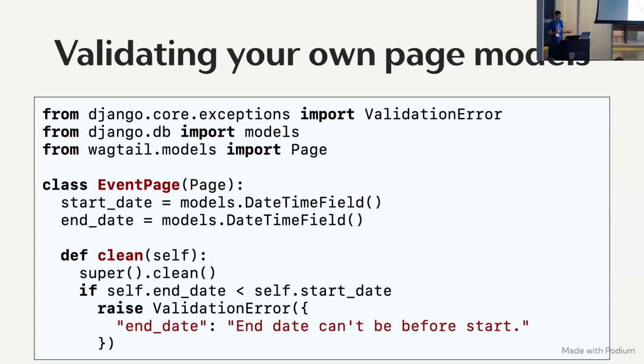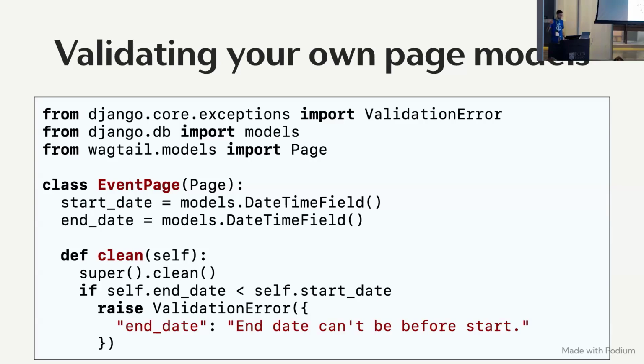And then to check our dates, we add our own logic here. If self.end_date is less than, meaning earlier than, the start date, then we raise our own validation error, which prevents the page from saving and displays that error message in the UI.